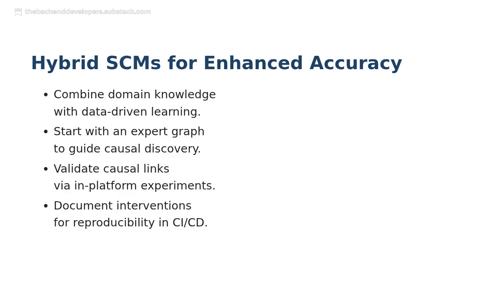Combining domain knowledge with data-driven structure learning enhances accuracy in anomaly detection. We begin with an expert graph that steers causal discovery. By validating causal links through in-platform experiments, we ensure reliability. Finally, documenting interventions fosters reproducibility in CI/CD processes, paving the way for robust cloud-native systems.